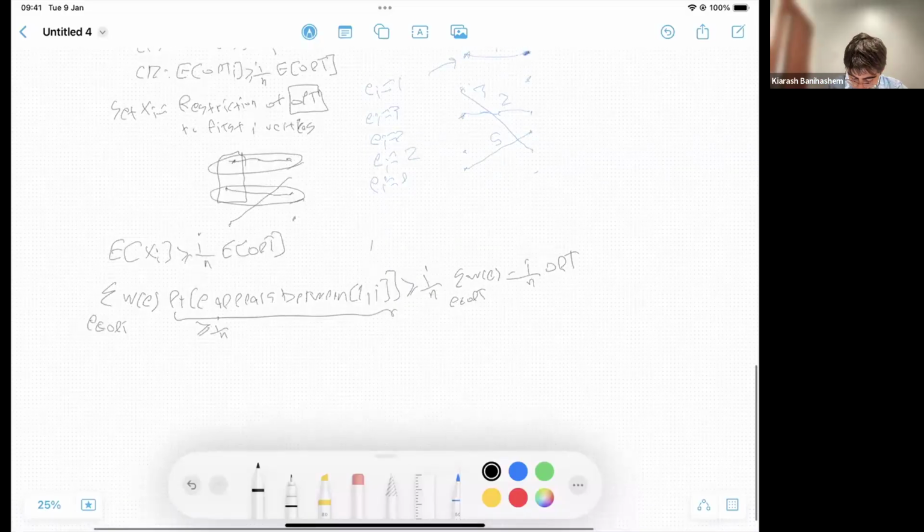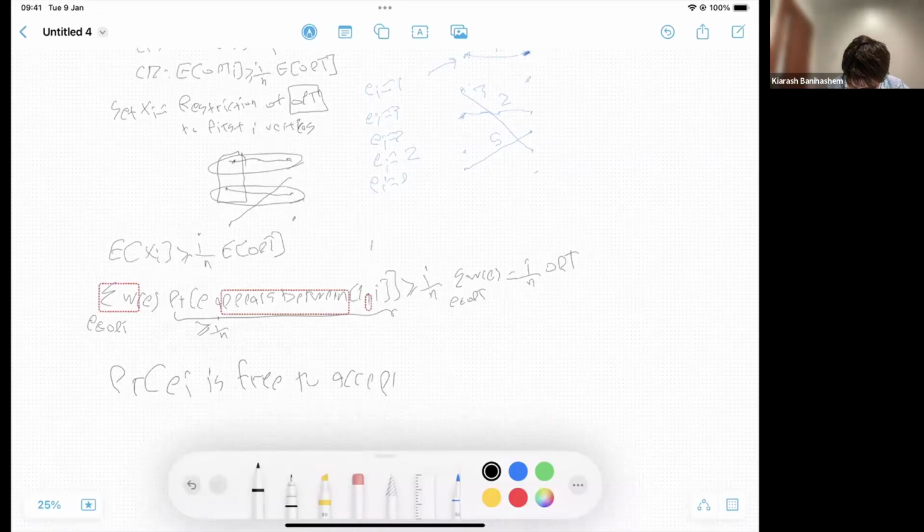So the next claim I have is that the probability that e_i is free to accept. And what do I mean by this? I mean, look at the edge e_i, look at the item.